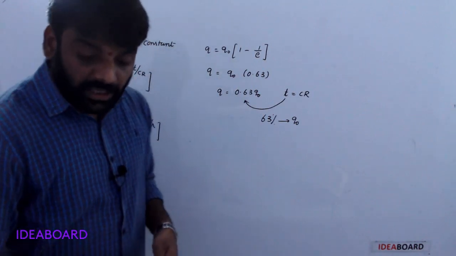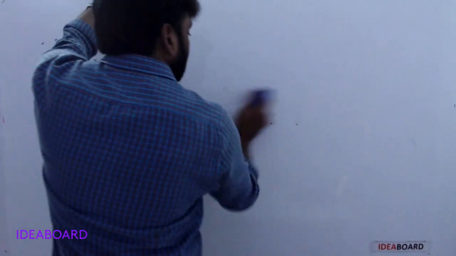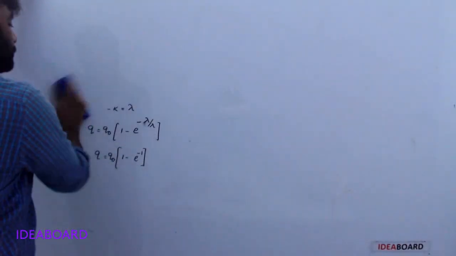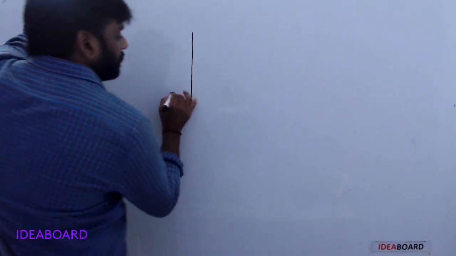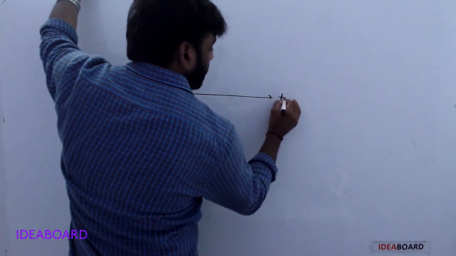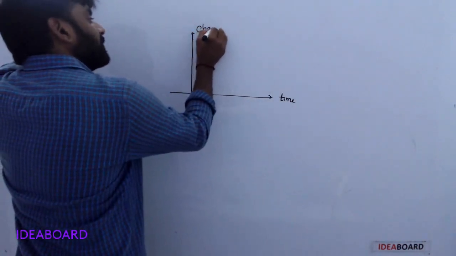Understood? If you draw the graph, on the x-axis is time, and on the y-axis is charge.